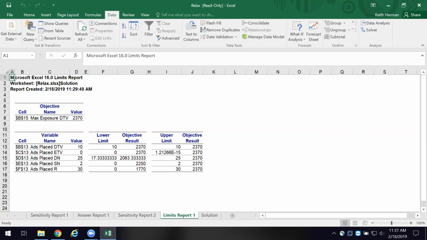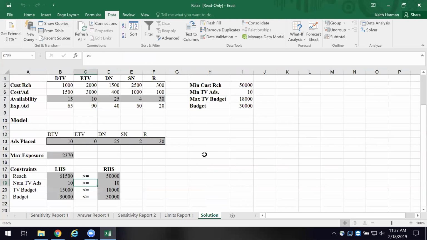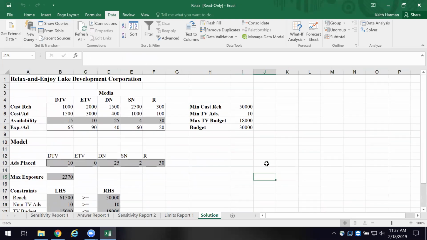Now, one of the things that is not taken into account here, and let's go back to the solution for a minute, is anything, if I recall the case correctly, there's nothing really there in terms of seasonality.